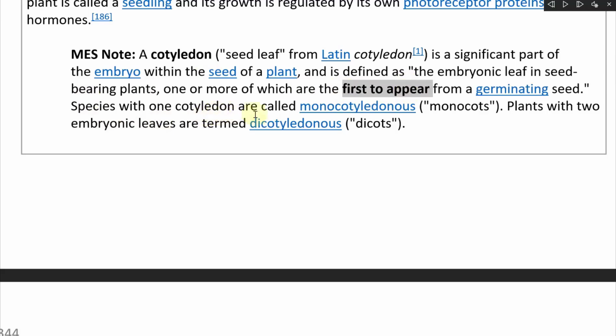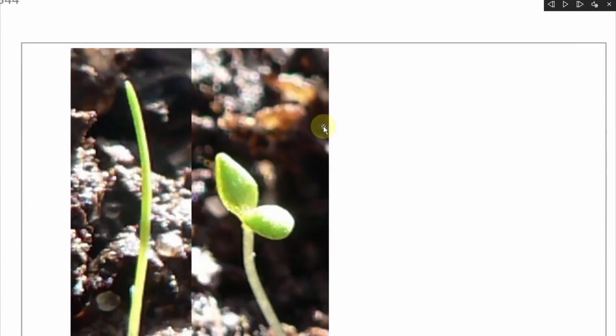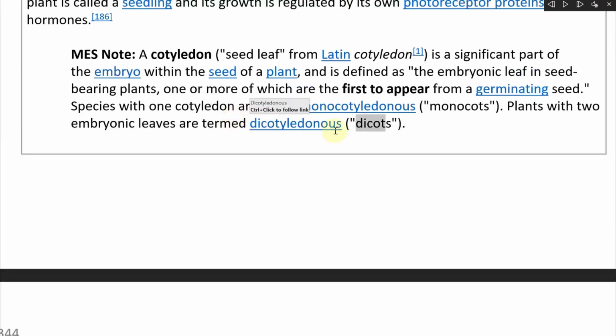Species with one cotyledon are called monocotyledonous. See the pronunciation here. Monocotyledonous, or monocots. Plants with two embryonic leaves are termed dicotyledonous, or dicot. So there's the dicots we were talking about. So it has two embryonic leaves in this setup here.